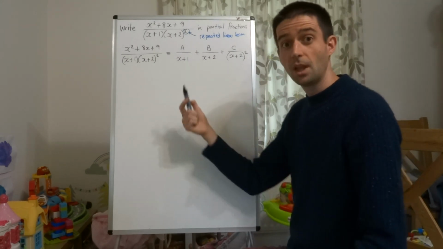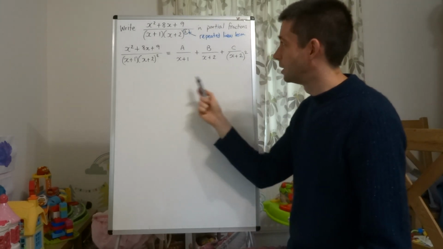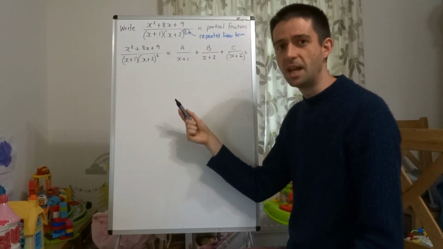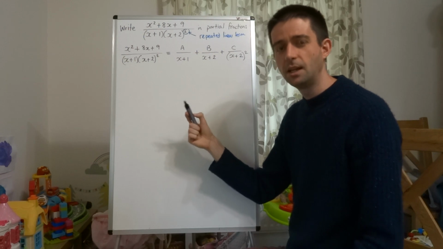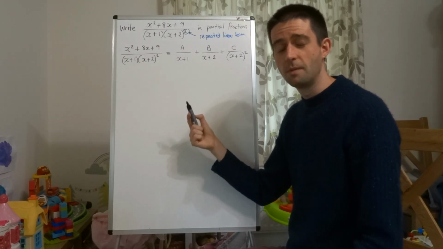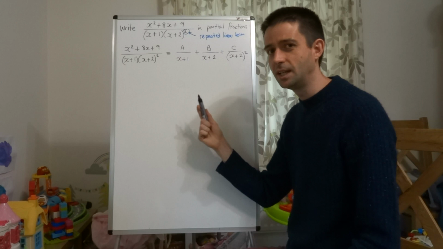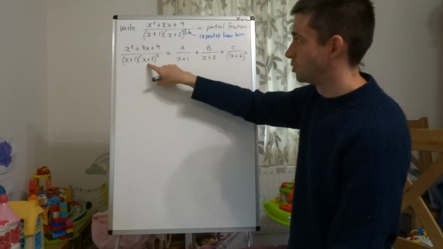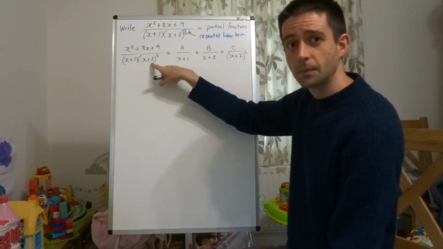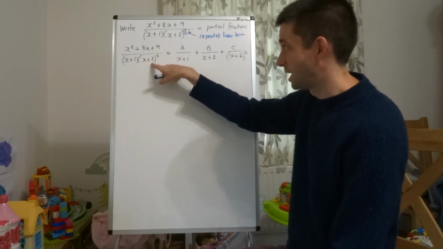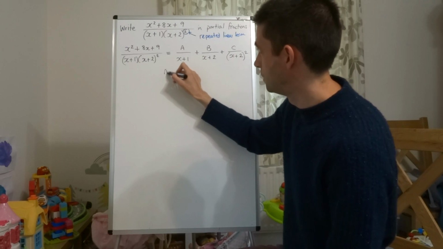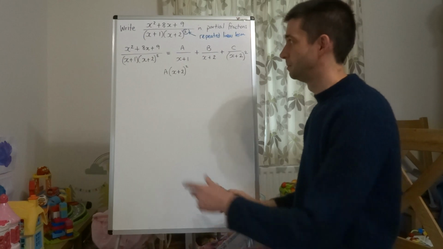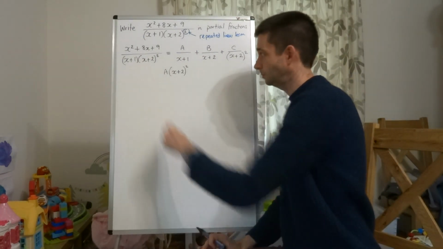So again, we are going to cross multiply on the right hand side to obtain a common denominator, and we just need to think very carefully about which terms we need to multiply by, because in this example it's ever so slightly different. So for A over x plus 1, I'm trying to obtain the same denominator as on the left hand side, which means I would need to multiply A by (x plus 2) all squared, because I already have the x plus 1.